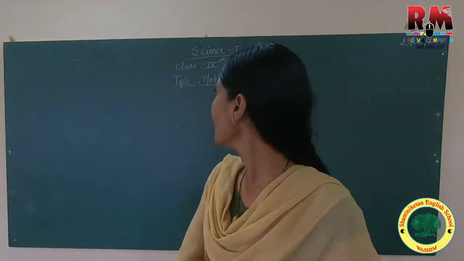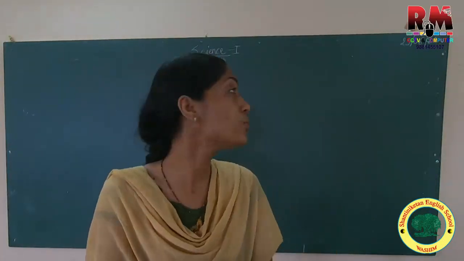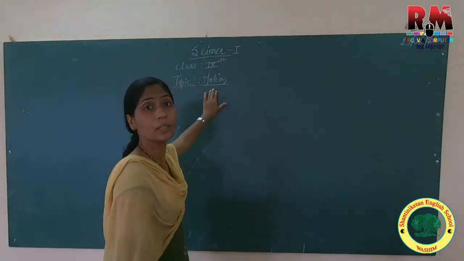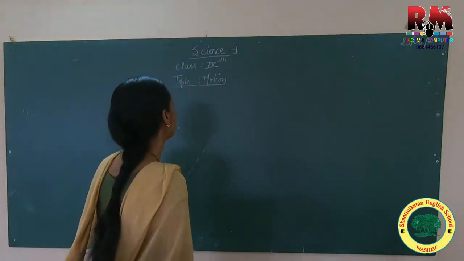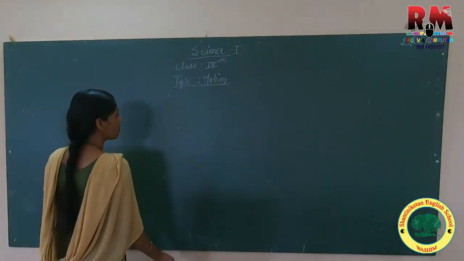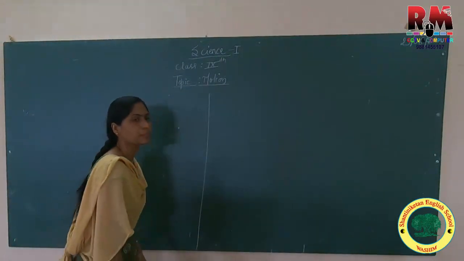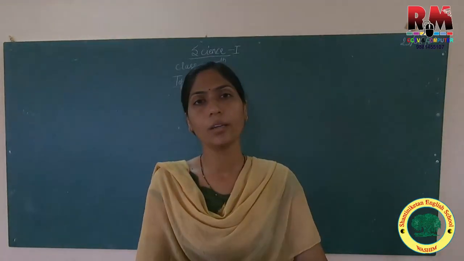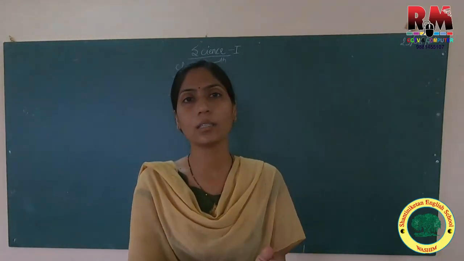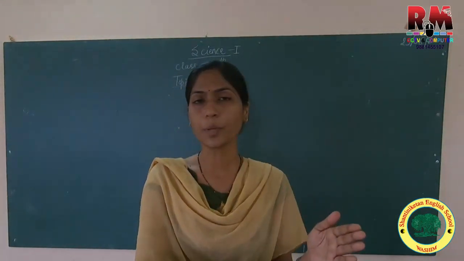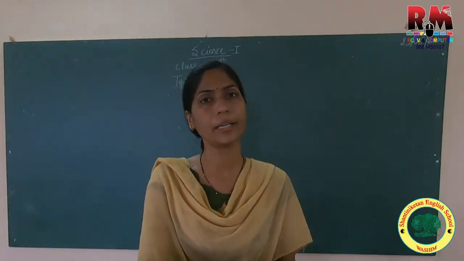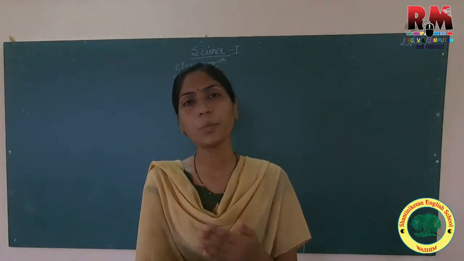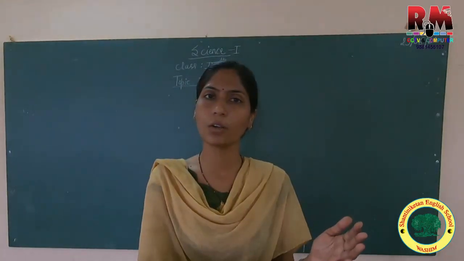Children, let us begin with our Science 1 session 4 for chapter number one, Motion. Already we have discussed distance, displacement, speed, velocity. Distance and displacement are different physical quantities, and speed and velocity are different physical quantities.